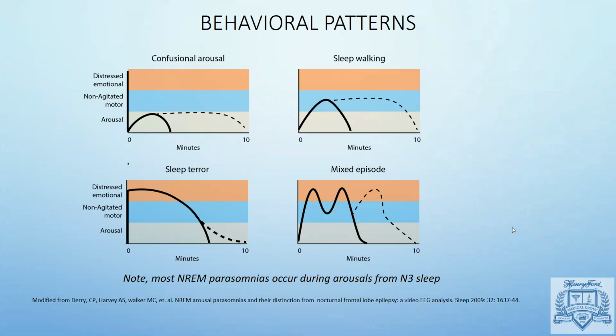So the behavioral patterns between the three parasomnias we just discussed, confusional arousal is probably the most benign. All there is just an arousal a few minutes and then that's about it, maybe even a few seconds. Sleepwalking, there's more motor activity. However, they have no form of emotional distress, whereas with sleep terror, there's a significant amount of distress that occurs to both the child as well as the parents.